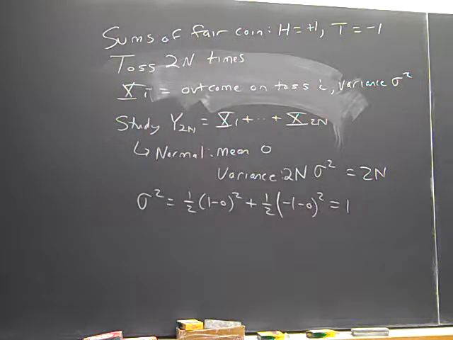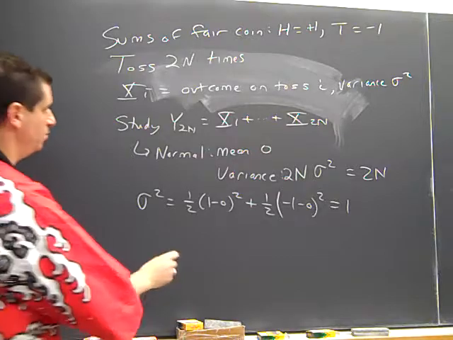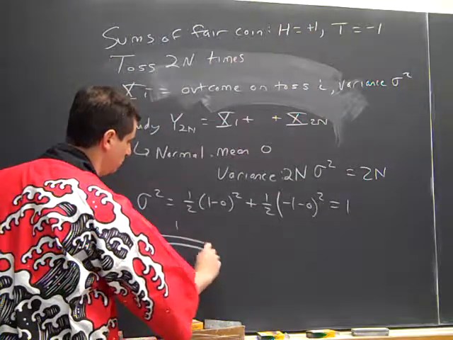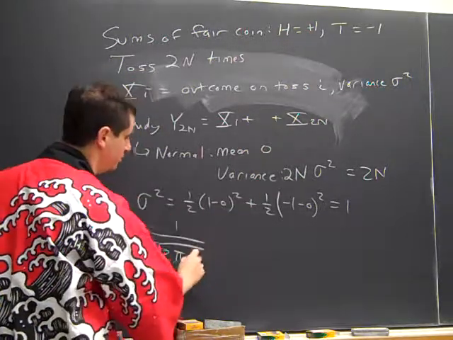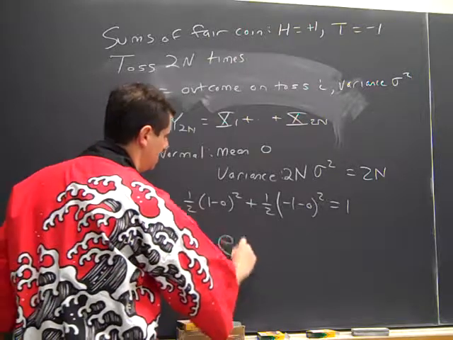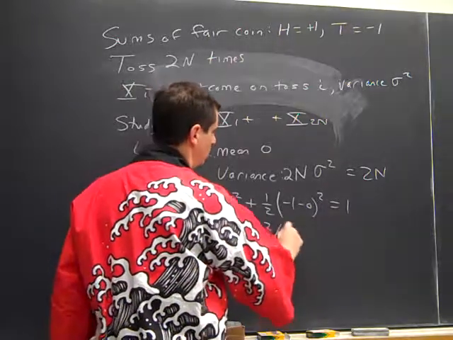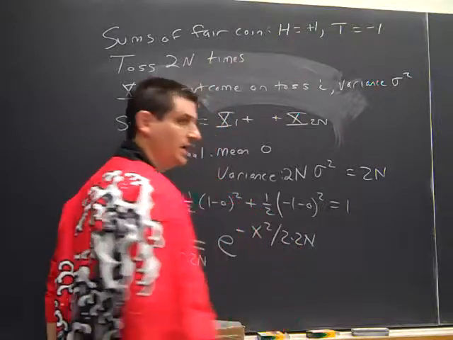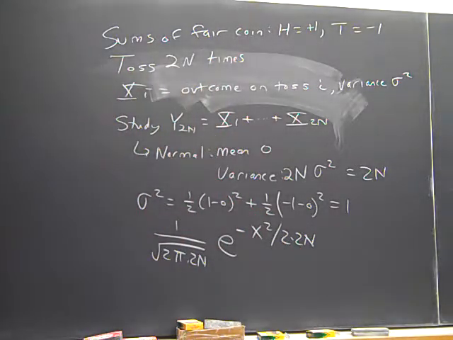Okay, so we have an idea of the limiting distribution. It should be 1 over the square root of 2 pi times the variance 2n, times e to the negative x squared over 2 times 2n. That's what it should be converging to in the limit.